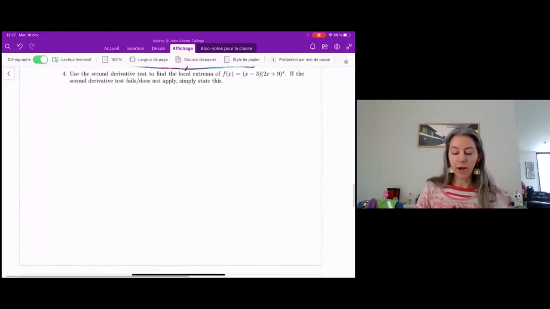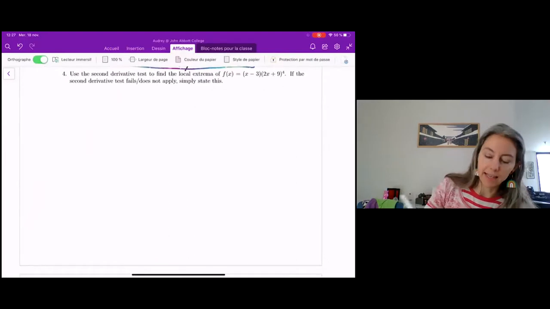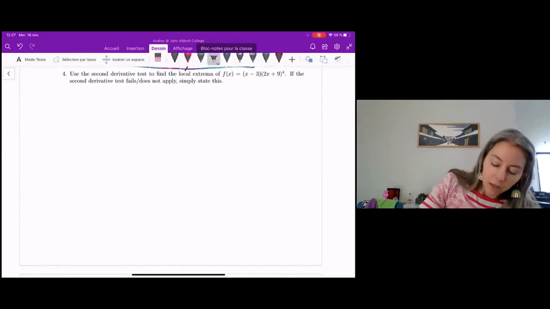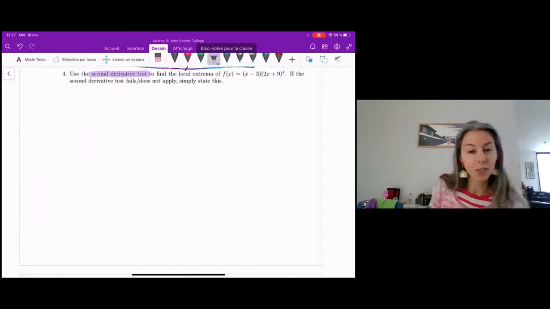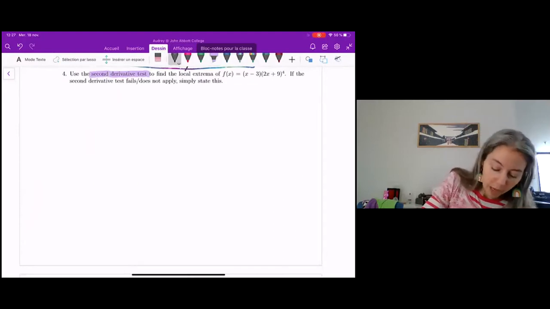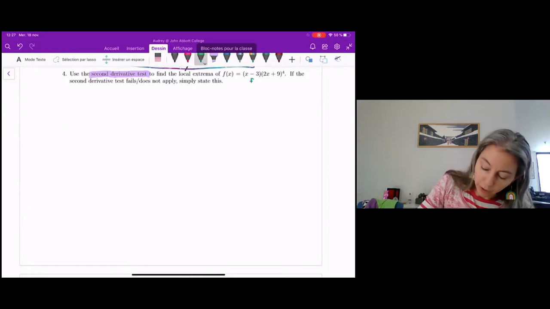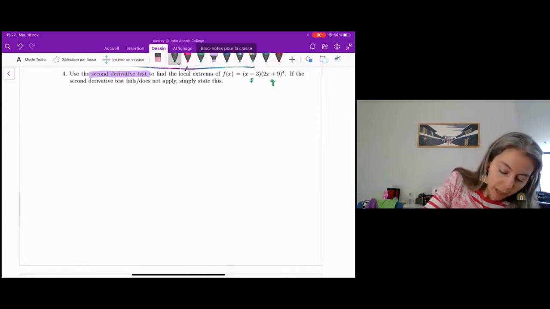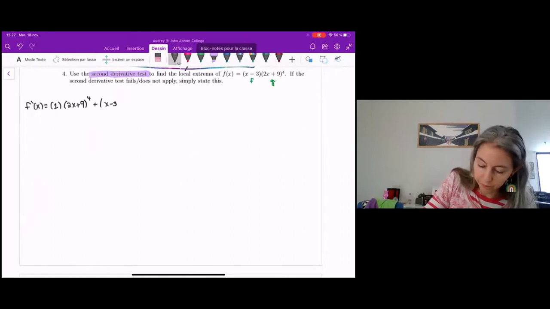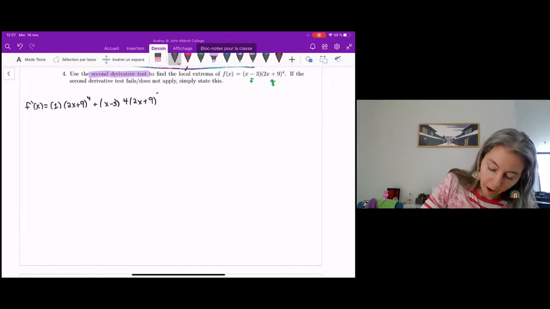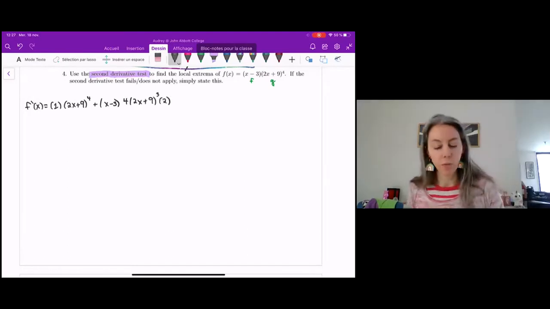Now we're going to actually write out our answer again. Second derivative test. The second derivative test tells me that I need to start by finding my critical values. So I have a product rule here. That's f, that's g. So I'm going to do f prime of x is the derivative of the first times the second plus the first times the derivative of the second, and that has a little chain rule there.